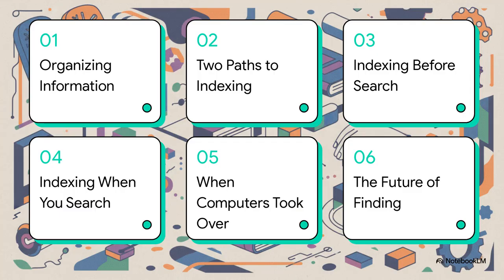So here's how we're going to break it all down. First, we'll tackle the huge problem of just organizing stuff. Then we'll look at two totally different philosophies for how to do that. We'll see how these ideas played out before computers, what happened when they took over, and finally, how all this history is shaping the very future of how we find anything.